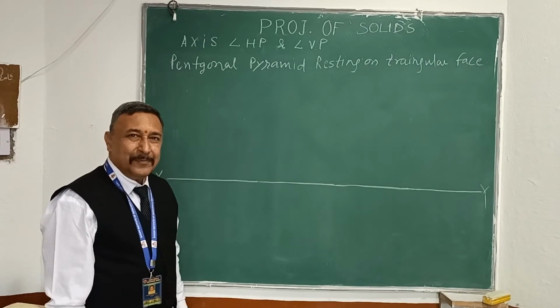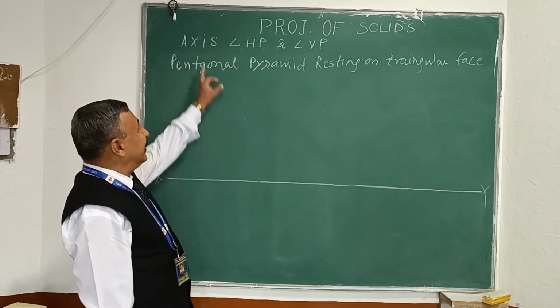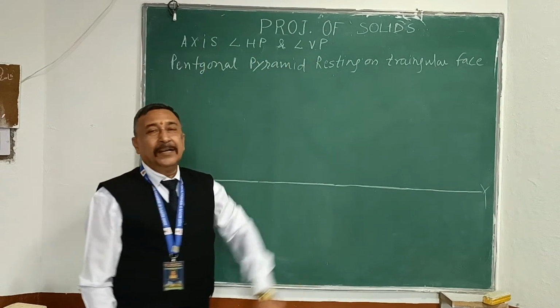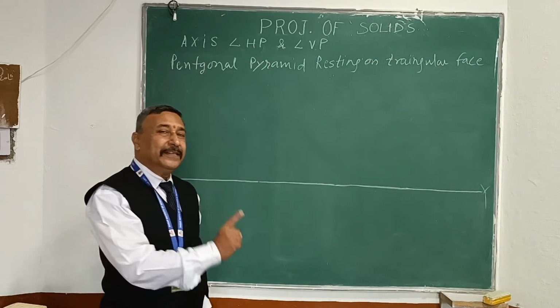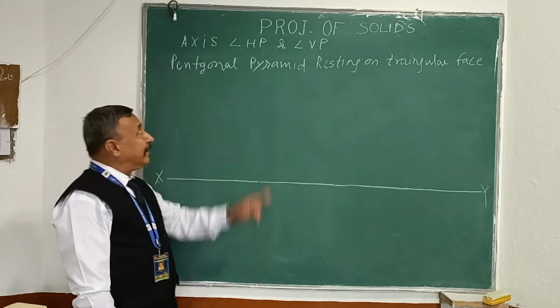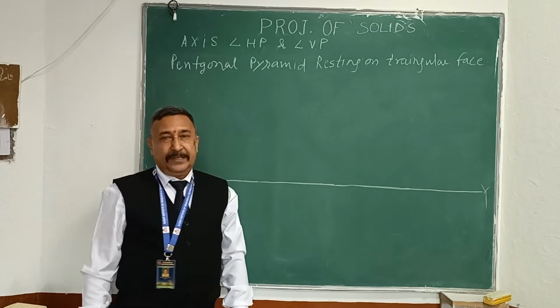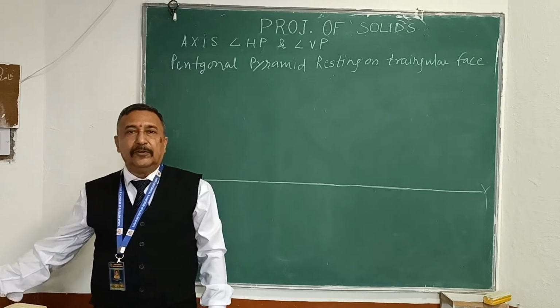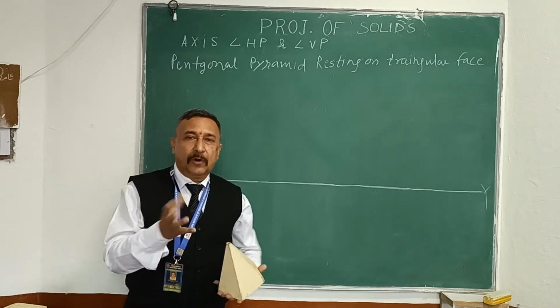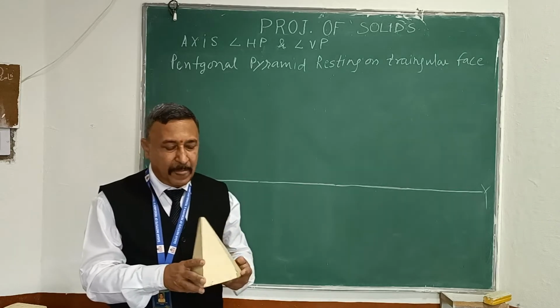Another lecture of projection of solid. Axis inclined to HP and inclined to VP. Same as we discussed in last class. But now I am going to take an example of pyramid. So you will go through the process of both prism and pyramid.